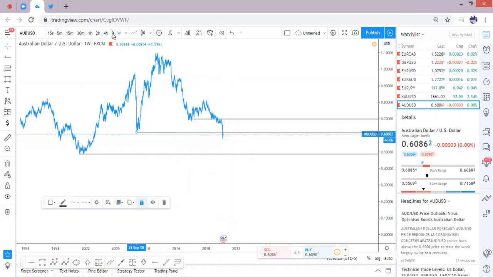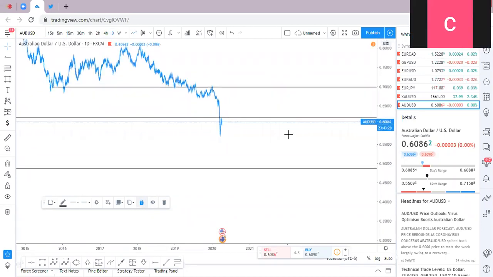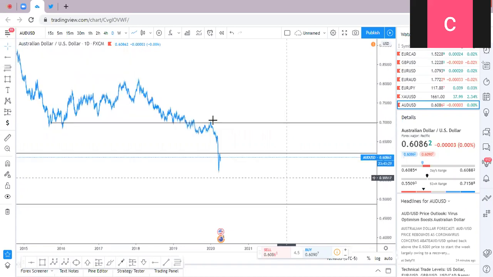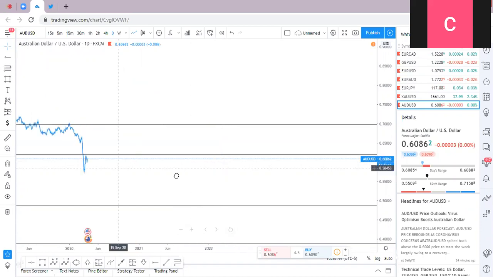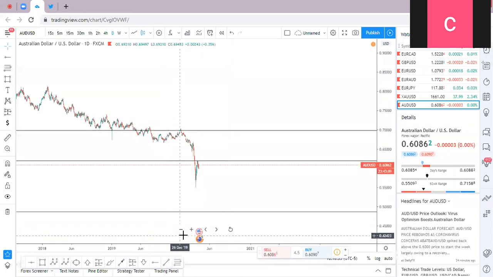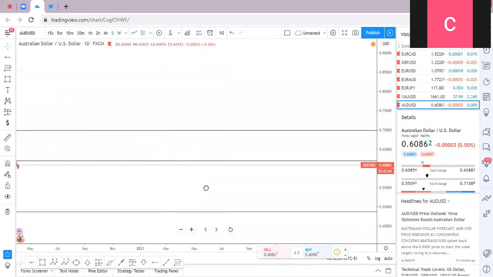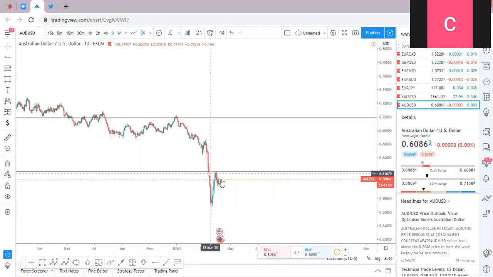So going back to the daily for you to see it very well. You can see price broke the weekly support here, then came back to retest it, then started dropping again. Then it's going up again, giving us a form like it's trying to do some pullback.